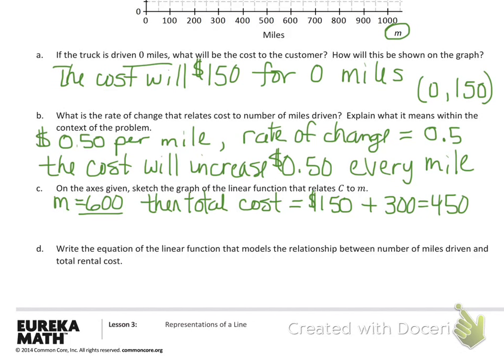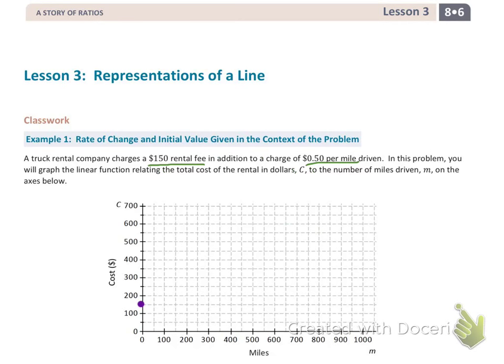So let's look at the next one. If we do M equals 1,000, then the total cost is the rental fee plus $500 for the miles, which would be $650. Okay, so let's go back to our graph and put those on the graph that we have there.